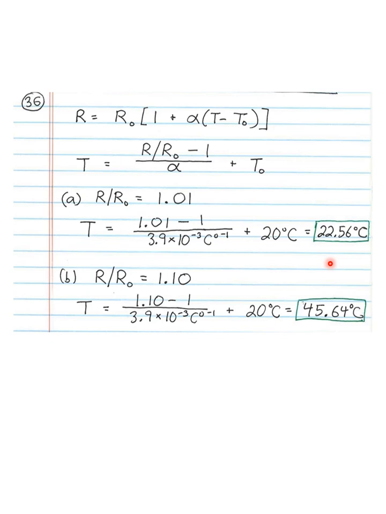We can do the same thing in part B, where we're raising the resistance by 10%. So R over R naught is 110%, or 1.10. We plug that into the equation, and we get a temperature of 45.64 degrees Celsius.